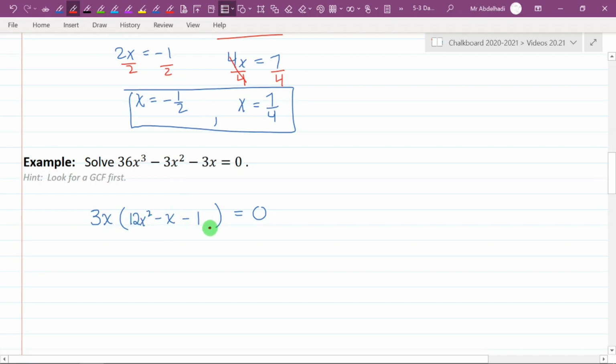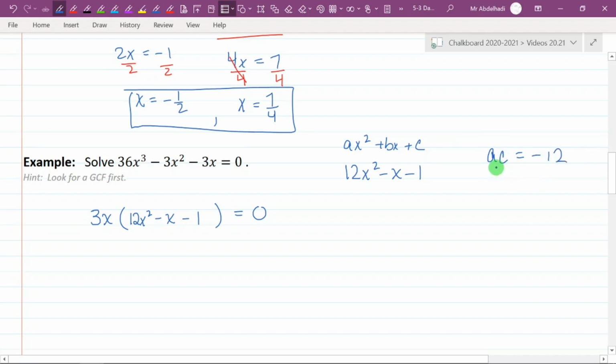This is going to require the AC method. So I'm going to leave this alone for a moment, come over here, and I'm going to do the AC method with just that part right there. So let's work on that. Okay, so what's A and what's C? This is ax squared plus bx plus c. My A is 12, my C is negative 1, so AC is negative 12.